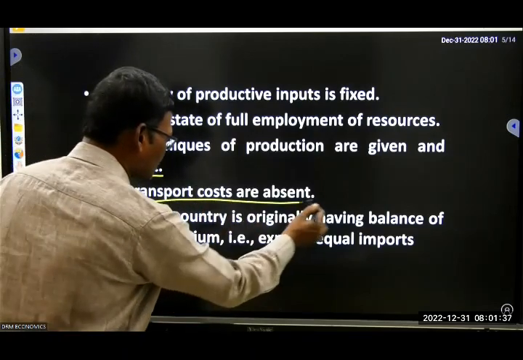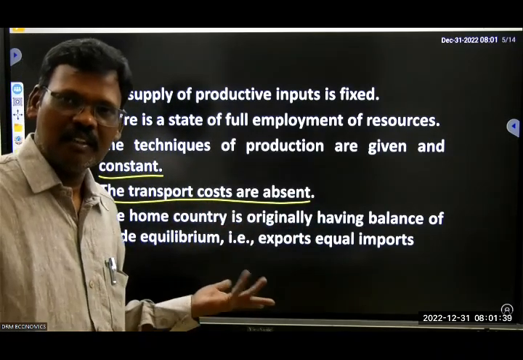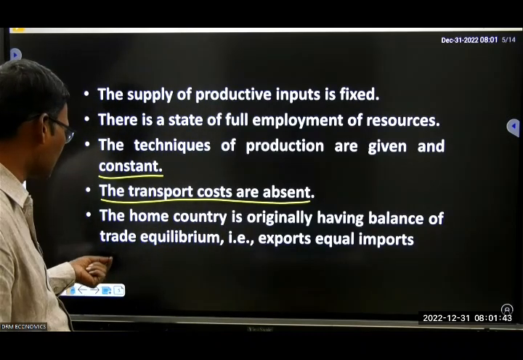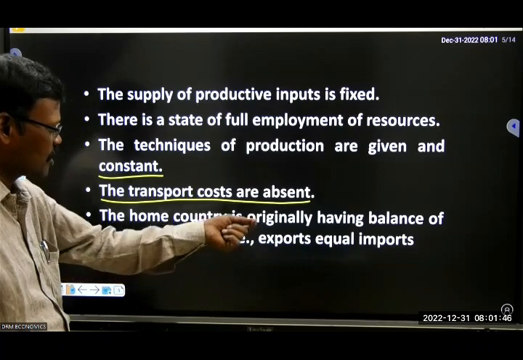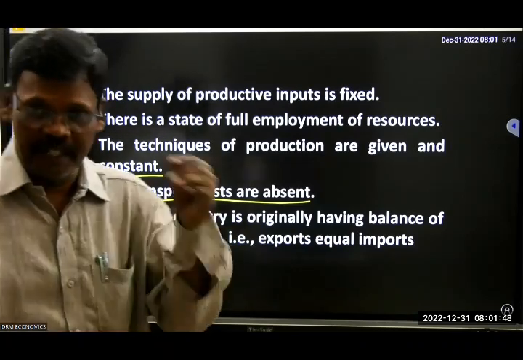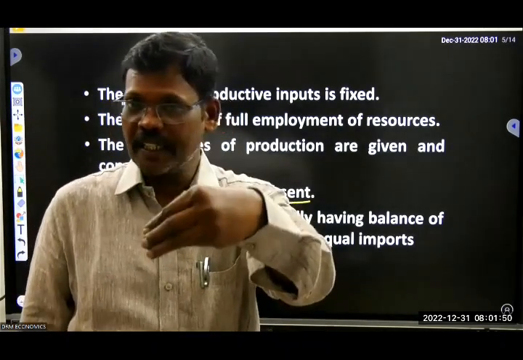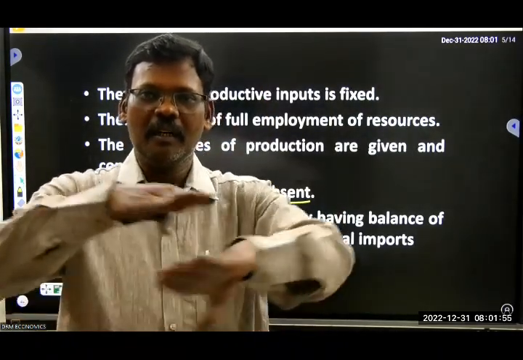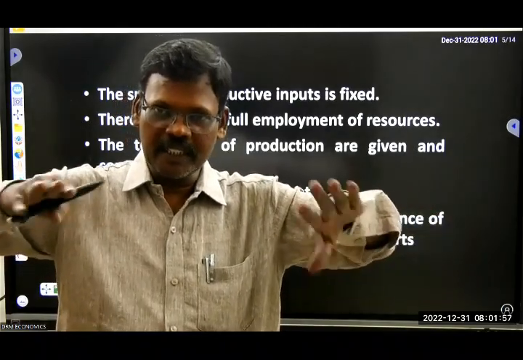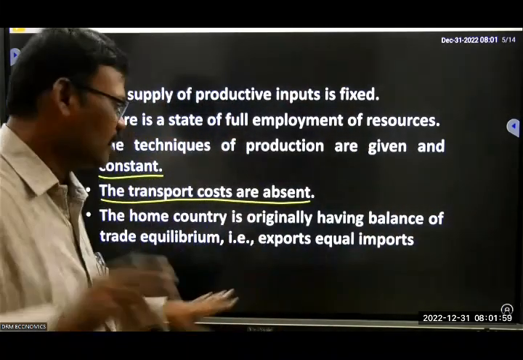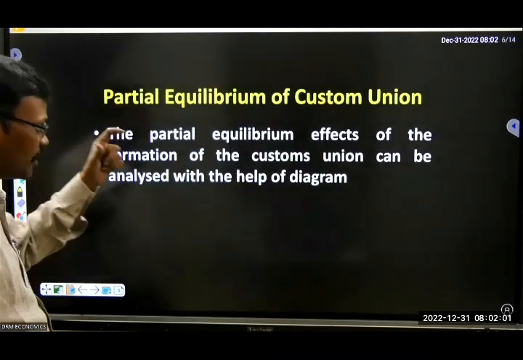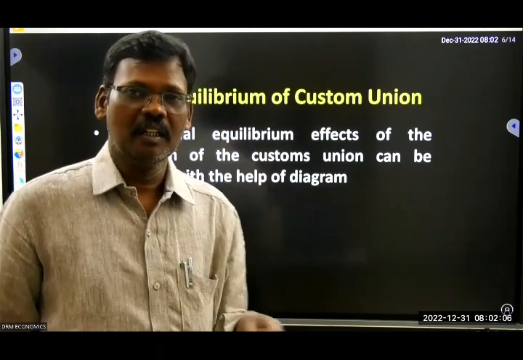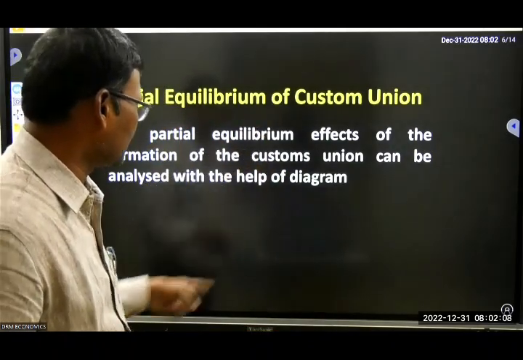The transport costs are absent, no transport cost, that is, free trade. The home country originally has a balance of trade equilibrium, that is, exports equal imports. So for the home country we take an example A. A means India. So India has a trade balance, which means India's exports and imports are the same. With these assumptions, the partial equilibrium can be explained like this.